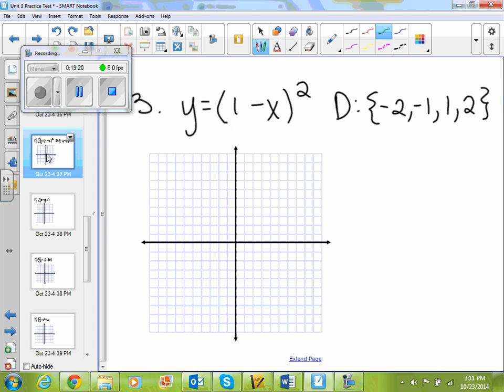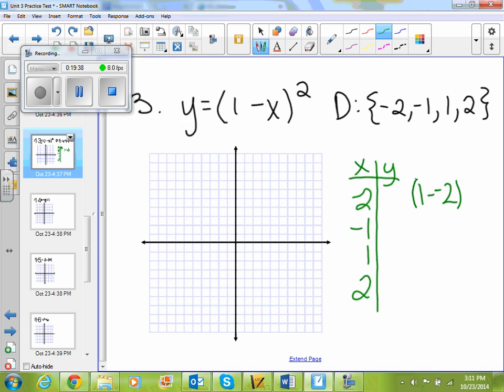Okay, so if I look at number 13, we're going to use that same domain on the function y equals 1 minus x squared. So in this case, it's already solved for y, so I can just go ahead and start plugging stuff in. So if I plug in -2, 1 minus -2 squared. Well, minus a negative becomes a positive, and 1 plus 2 is 3. 3 squared is 9. So we end up with 9.